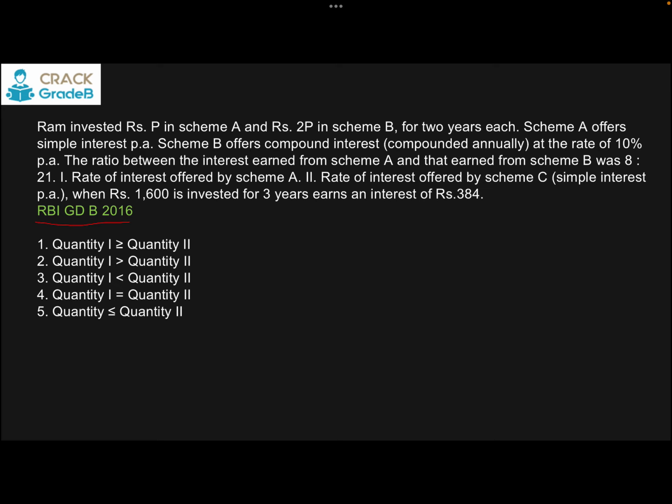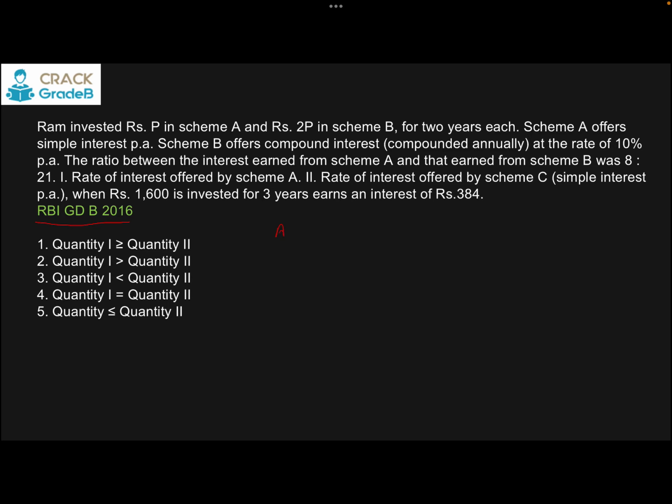Rate of interest offered by scheme A is the first quantity, and rate of interest offered by scheme C when rupees 1600 is invested for 3 years earns an interest of 384 is the second quantity. We have to compare these quantities.